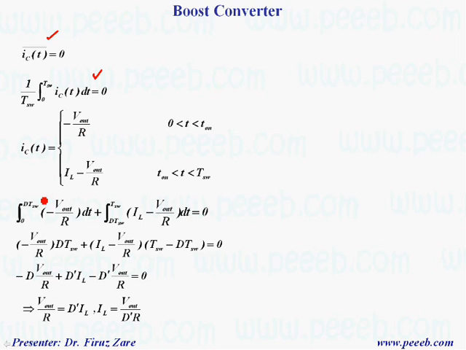Basically the current over this cycle when the switch is on is minus V out over R, which is given here, and the current when the switch is off over this interval is given here. So when we simplify this equation, we can find that the inductor current equals the output voltage divided by D' R. We can use this equation for the steady state equation.